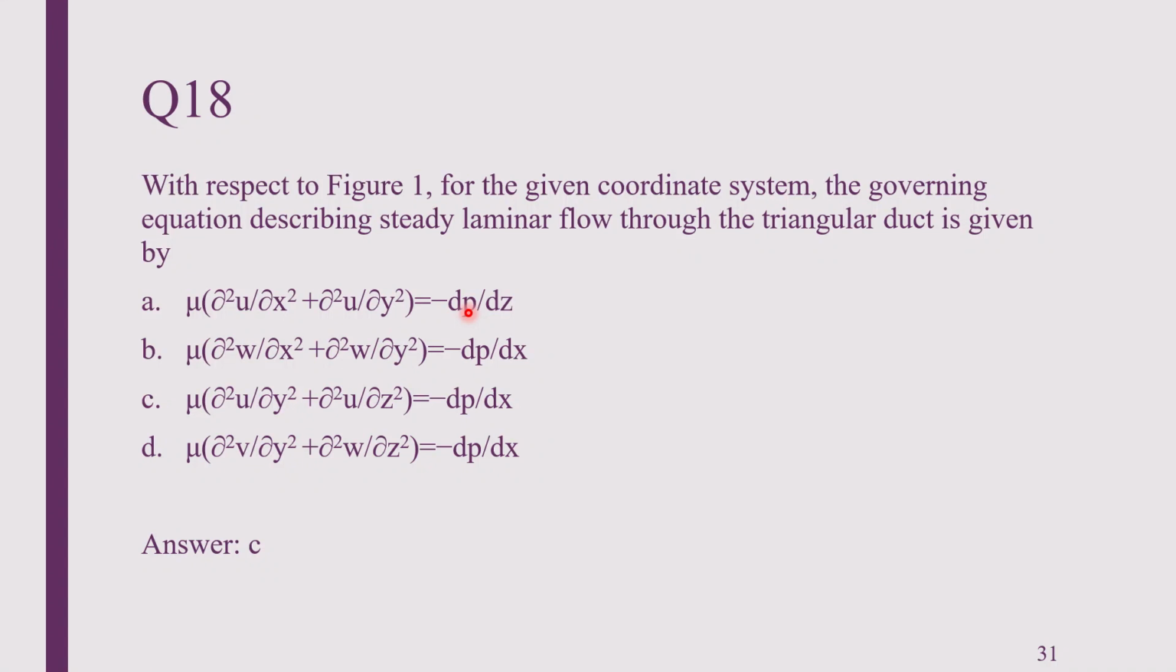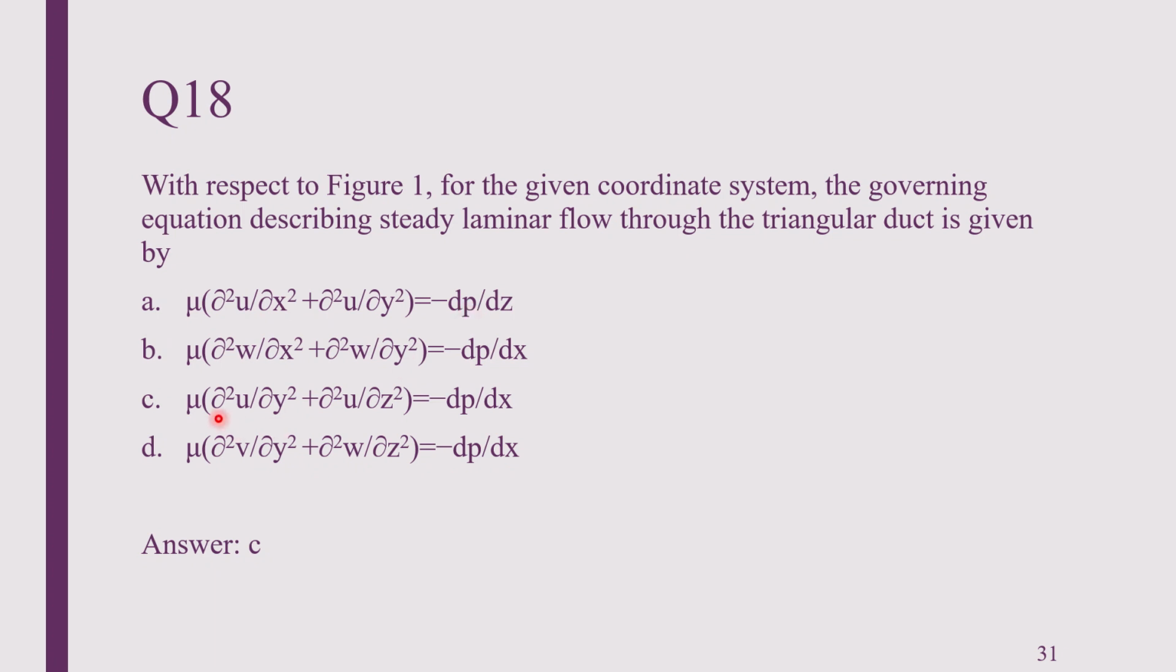And option B, it is mu ∂²w/∂x² plus ∂²w/∂y² is equal to minus dp/dx. Again, this is wrong because we are not dealing with flow in the w direction, because the plane is the yz plane and flow is in the x direction. So again, option B is wrong.